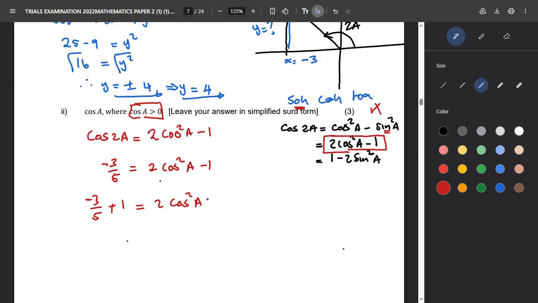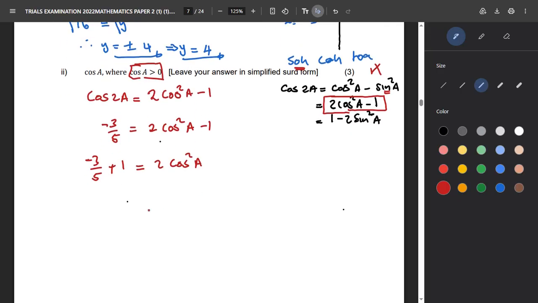2 over 5. So this will give us 2 over 5. 2 over 5 is equal to 2 cos squared a. Then I'm going to divide both sides by 2. Therefore, the 2 will cancel. This leaves me with cos squared a to be 1 over 5.